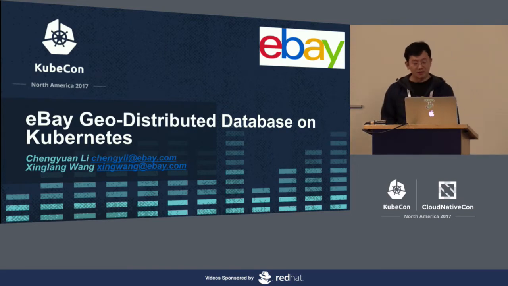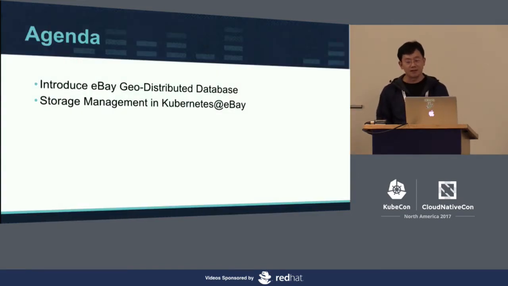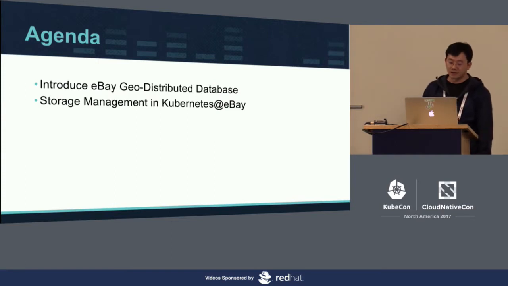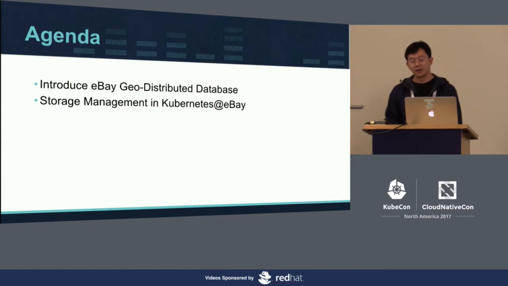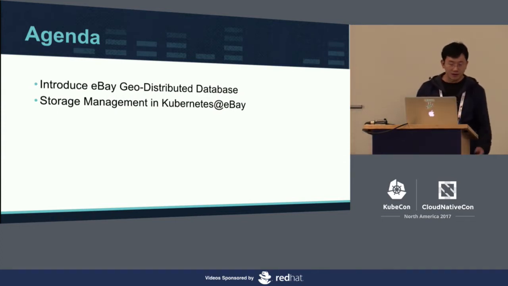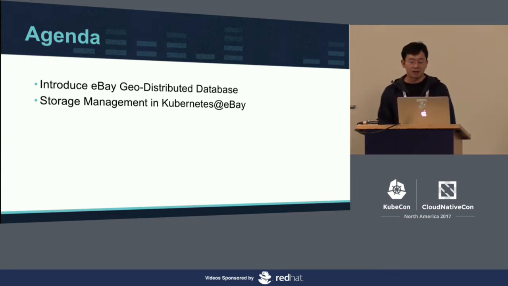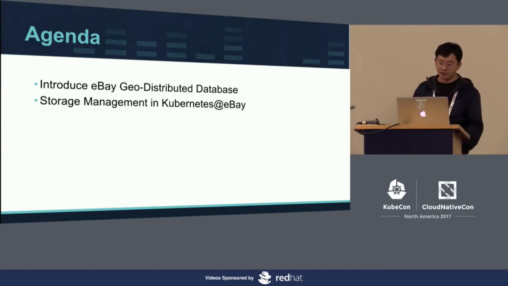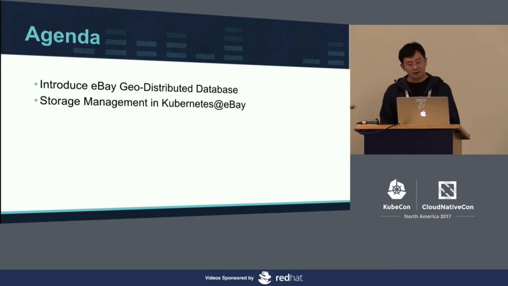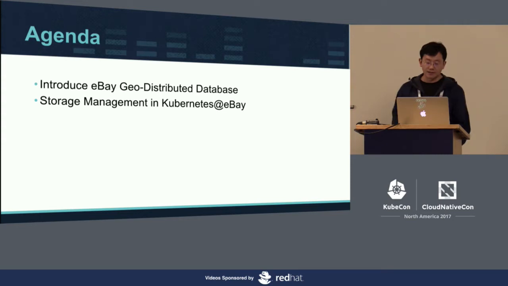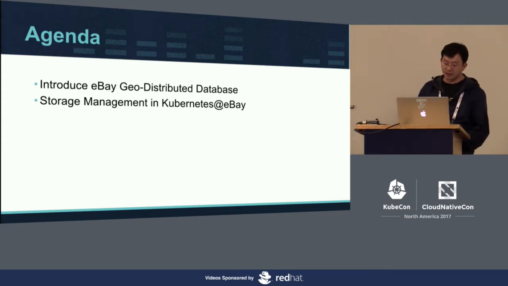And this topic includes two parts in today's agenda. First, I will introduce the eBay Geo-Distributed Database. I will share the experience of how we deploy such a database on Kubernetes. The second part, my colleague Chengyuan, from the eBay Kubernetes team, will do a deep dive on the storage management in Kubernetes at eBay. We did a few extensions on the storage part on top of Kubernetes. And this is the core thing to support us running the database on top of Kubernetes.